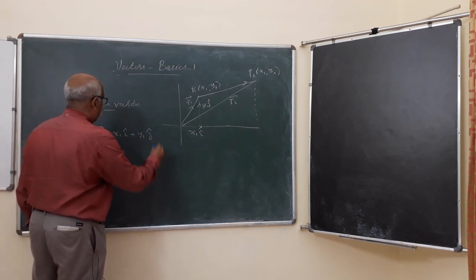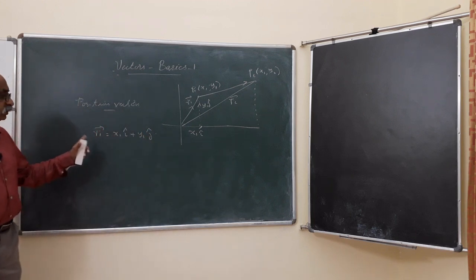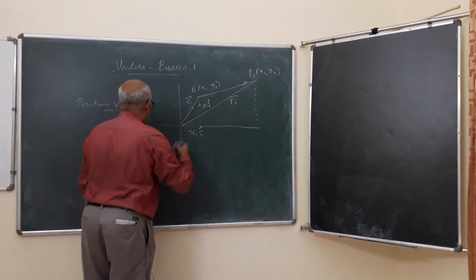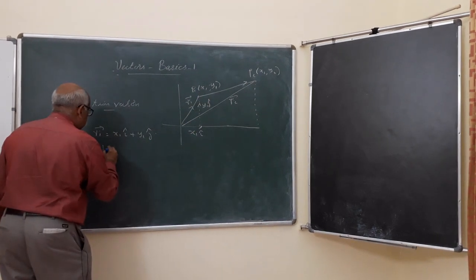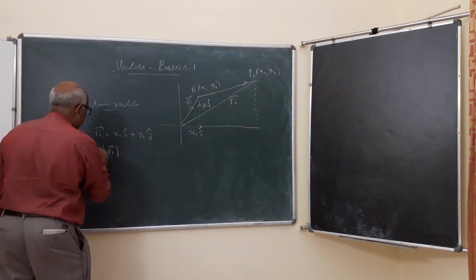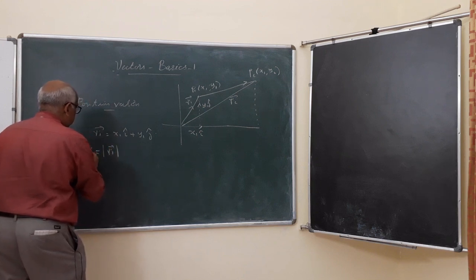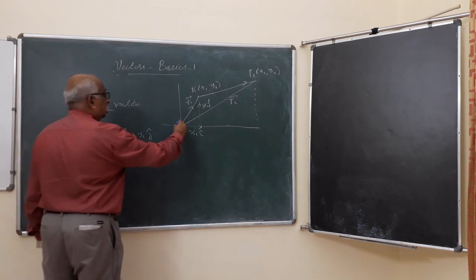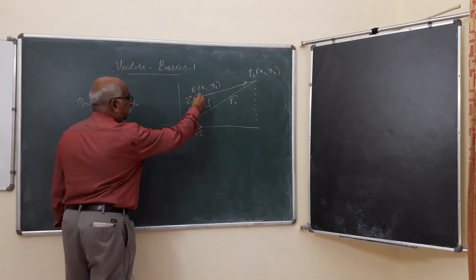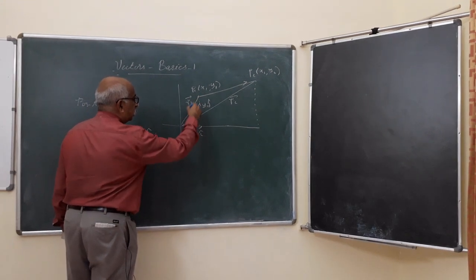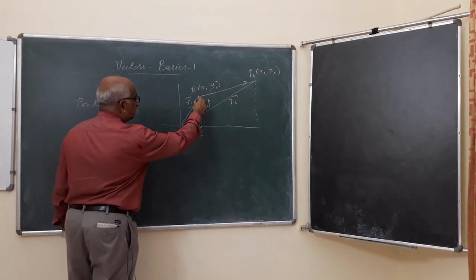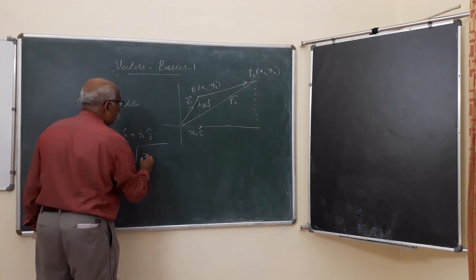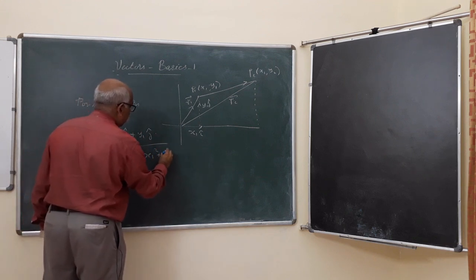y1 j. What about the magnitude of this vector R1? That is the length of this segment. That is modulus R1, or the length of this vector R1, which is simply written as R1 without the arrow on top, is the hypotenuse square. This R1 square. Therefore, the magnitude is given by square root of x1 square plus y1 square.